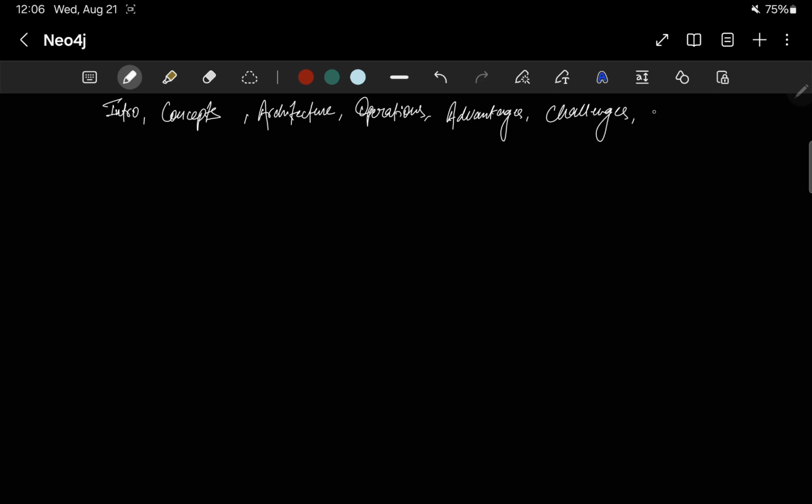So now that we have some understanding of Neo4j, let's start discussing it. So we will first start with the introduction of Neo4j. Then we will talk about the concepts which are important to understand Neo4j. Then we will talk about the architecture of Neo4j. After that, we will move to operations of Neo4j. After that, we will see some of the advantages of Neo4j, then challenges, and we will end with some real world use cases of Neo4j. Okay.